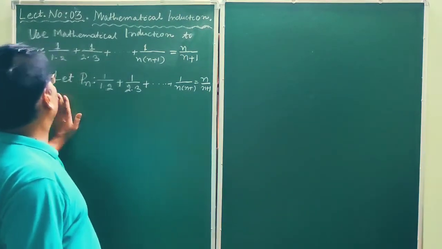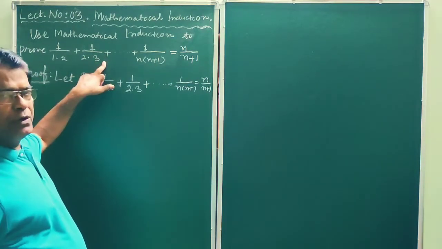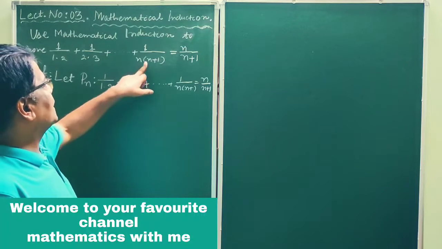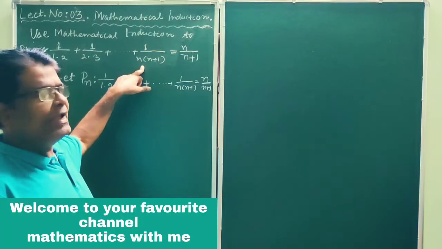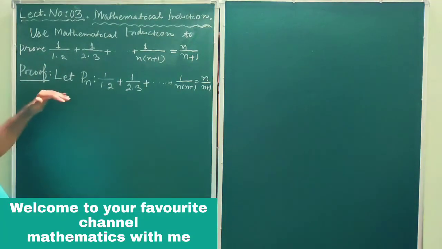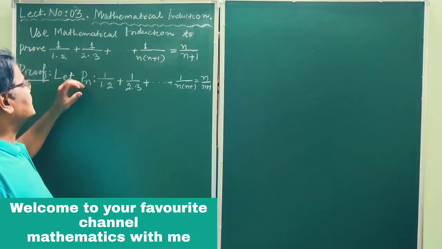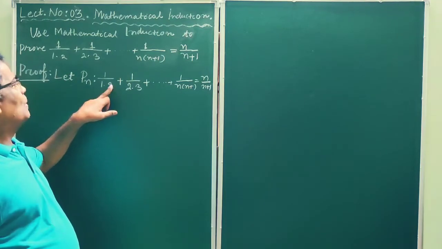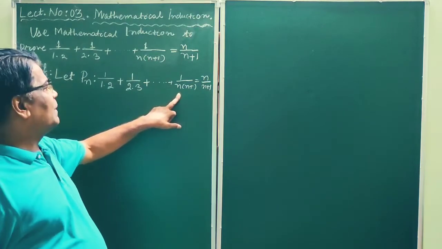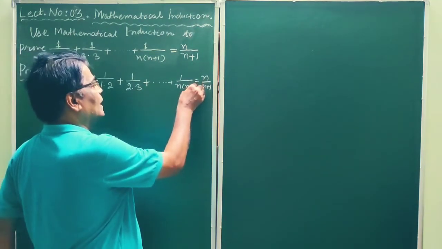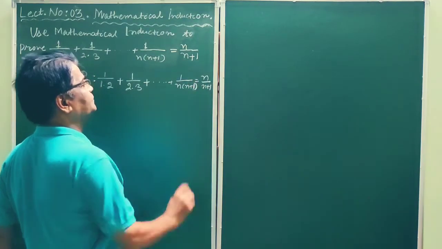Now the problem is: prove 1 by 1 into 2 plus 1 by 2 into 3 plus ... plus 1 by n into n plus 1 is equal to n by n plus 1. Let Pn represent the entire statement. That means Pn stands for 1 by 1 into 2 plus 1 by 2 into 3 plus ... plus 1 by n into n plus 1 is equal to n by n plus 1.